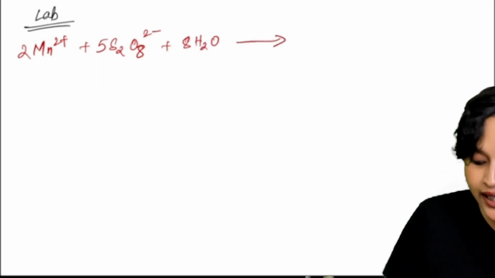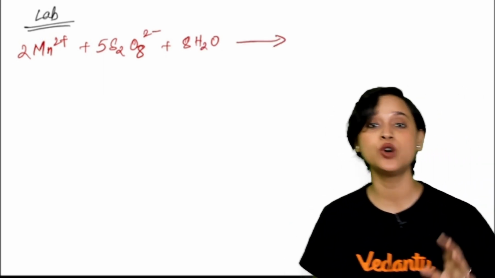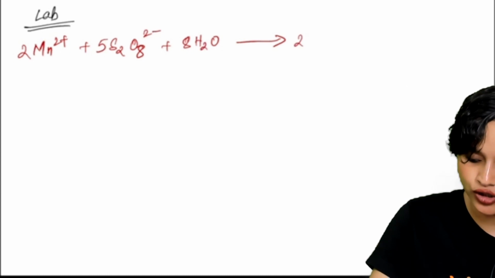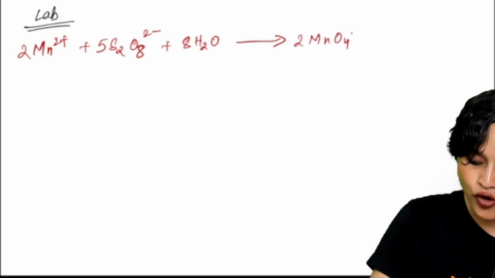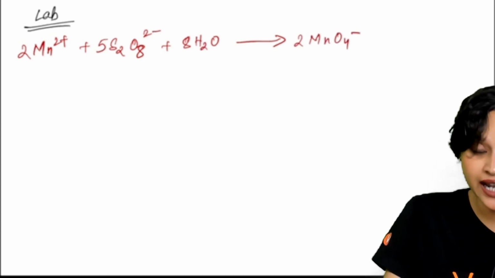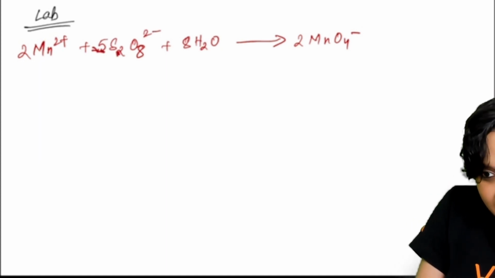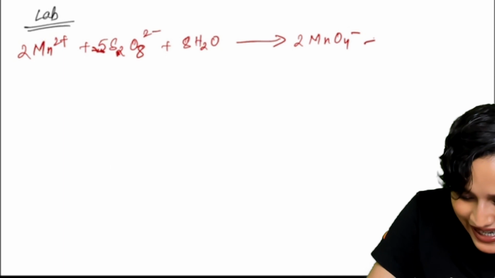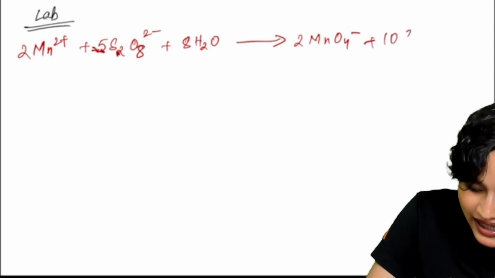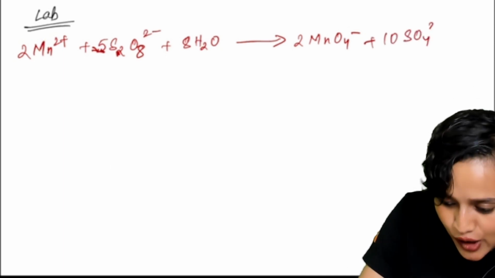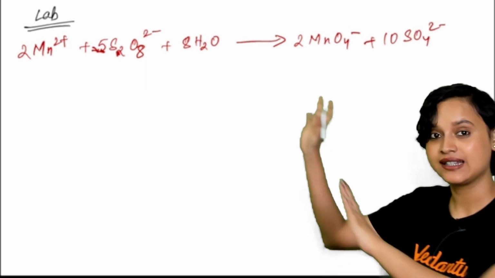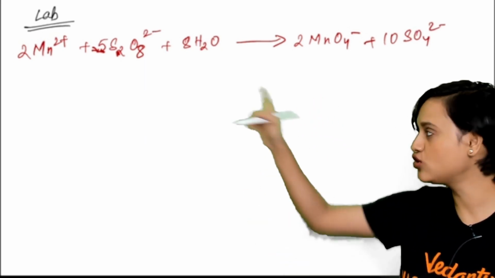So what will you get, everybody? What do you want? You want permanganate ion, so 2 MnO4 minus, right? Now see, 5 into 2, 10. You're supposed to get 10, and yes, you will be getting 10 SO4 2 minus. Everything else remains the same. 5 S2, so 5 2s are 10.